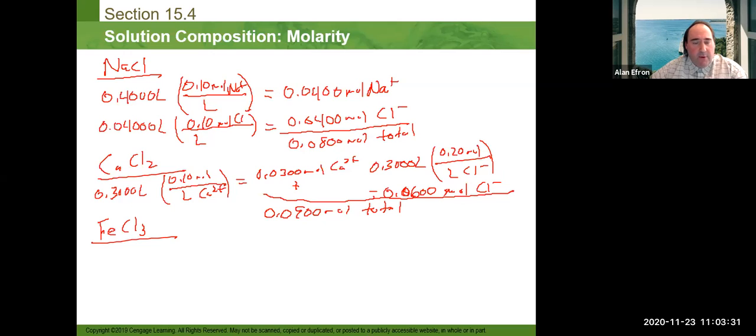And lastly here, if we do our iron 3 chloride, where we had 0.2 liters of it, using the molarity of the iron, which was 0.1.